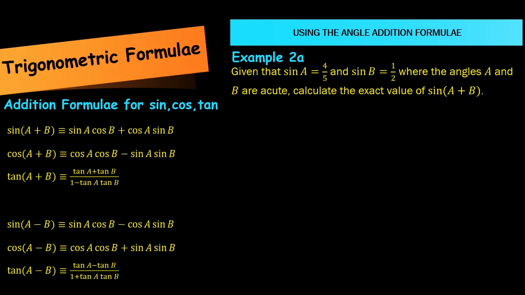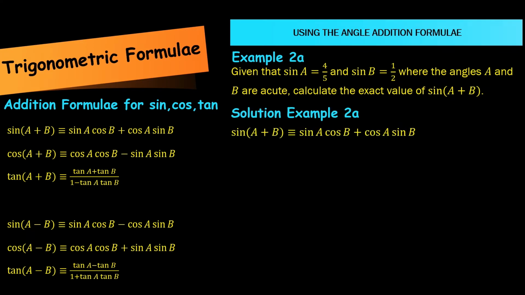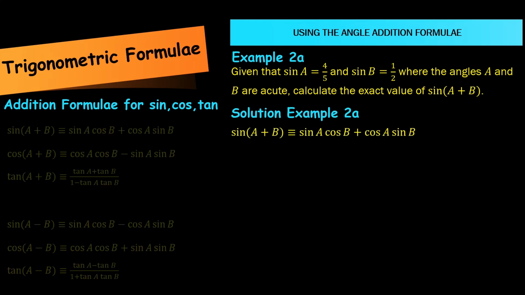Given that sine A equals 4 over 5 and sine B equals 1 over 2, where the angles A and B are acute, calculate the exact value of sine(A + B). So let's solve this. We're trying to calculate sine(A + B), so we're going to use the sine(A + B) formula.